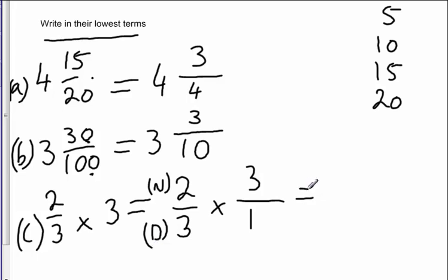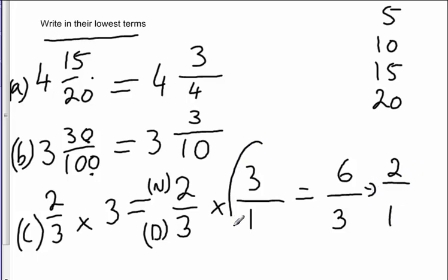And that's going to give me a total. So what are my numerators? 2 and 3, so 2 3s are 6. And then I need to multiply my denominators. 3 1s are 3. And I have 6 over 3. But that's not in its lowest terms. So what I need to do is find a common number that goes into 6 and goes into 3. And because we're really good at our tables, we know that 3 will go into 6 twice, and 3 will go into 3 once, and now I have 2 over 1.